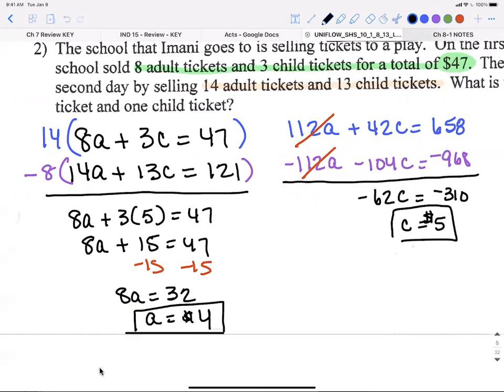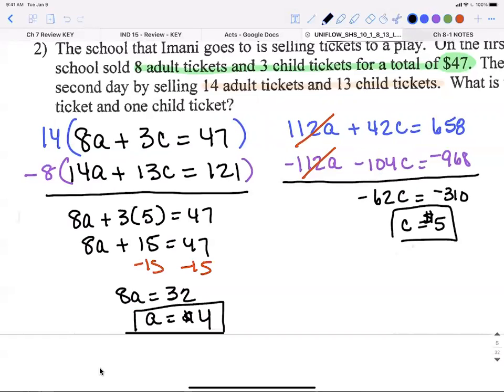So, and if you ever wanted to check it to see if you were right, you could pick either one of those equations and you could put 8 times 4 plus 3 times 5, and you're going to get it equals 47. So you can check it by plugging in both your variables and see if you get a true statement. Okay. All right.